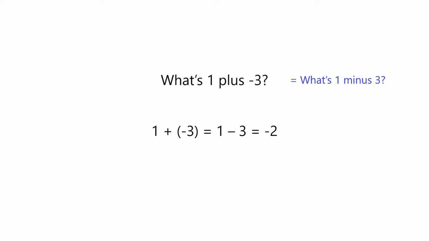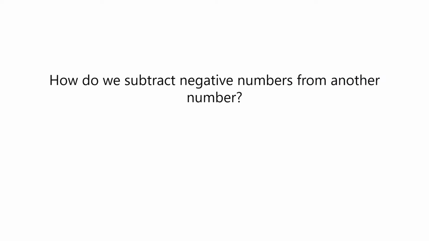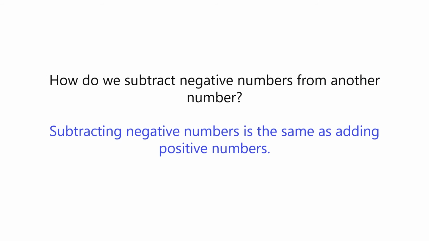How do we subtract a negative number from another number? Subtracting negative numbers is the same as adding positive numbers. Why? Because the two negatives cancel out each other to make positive. Let's try a few examples.